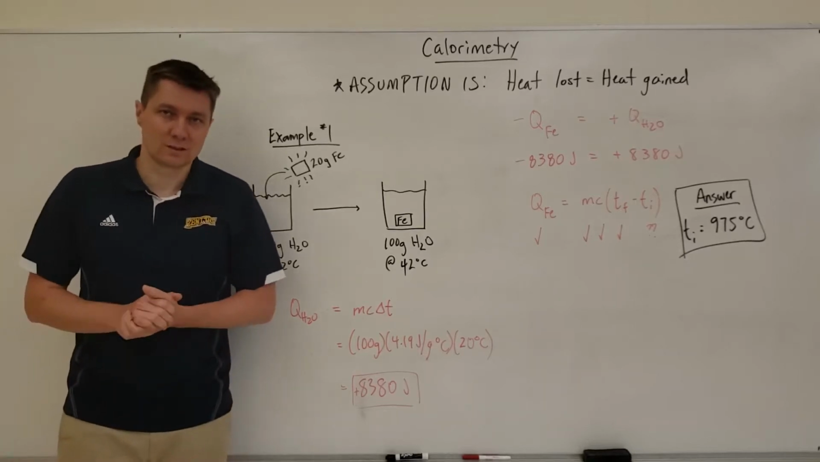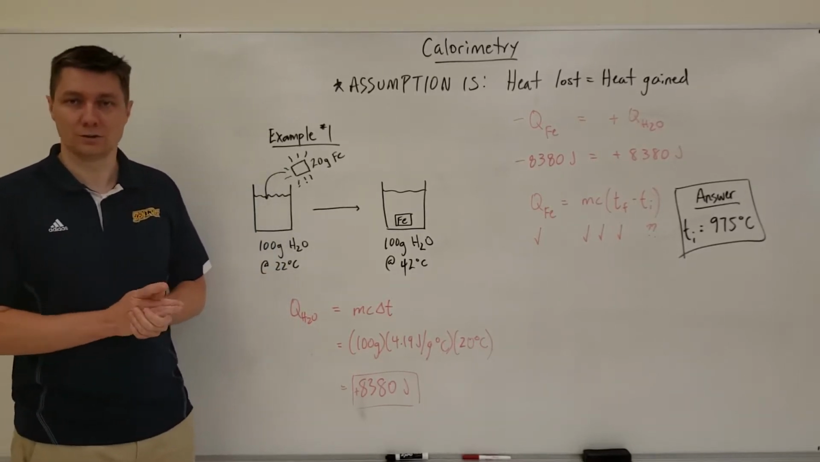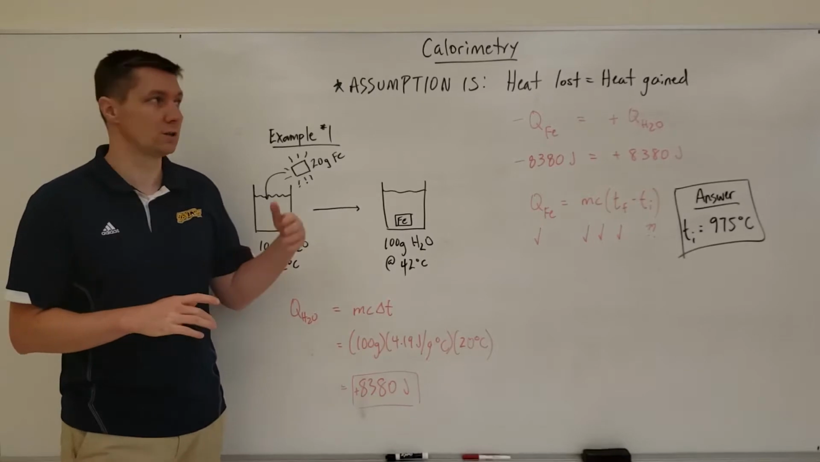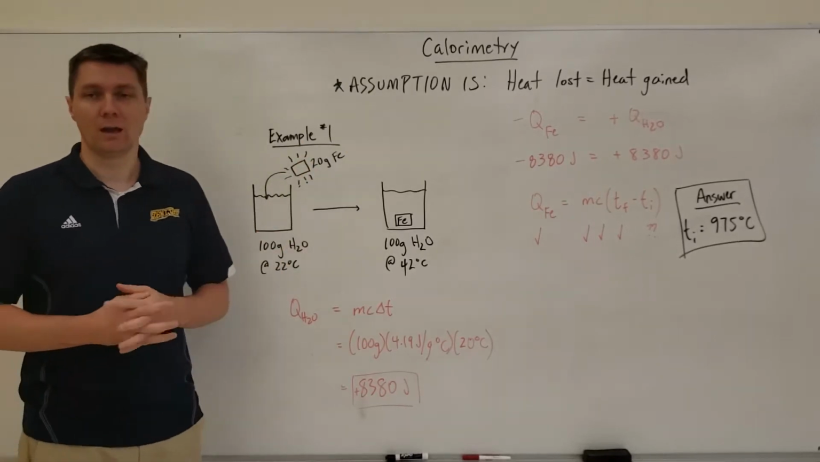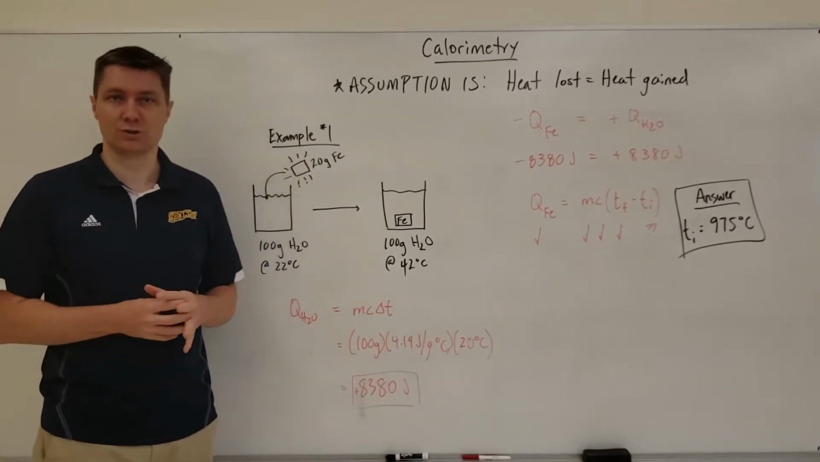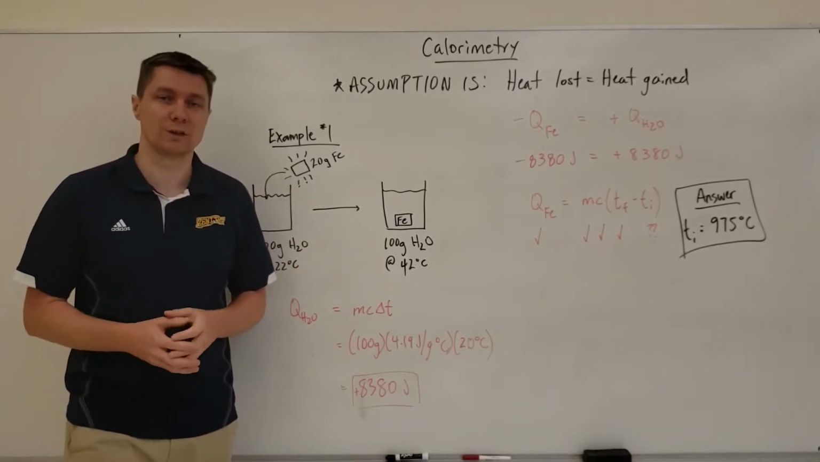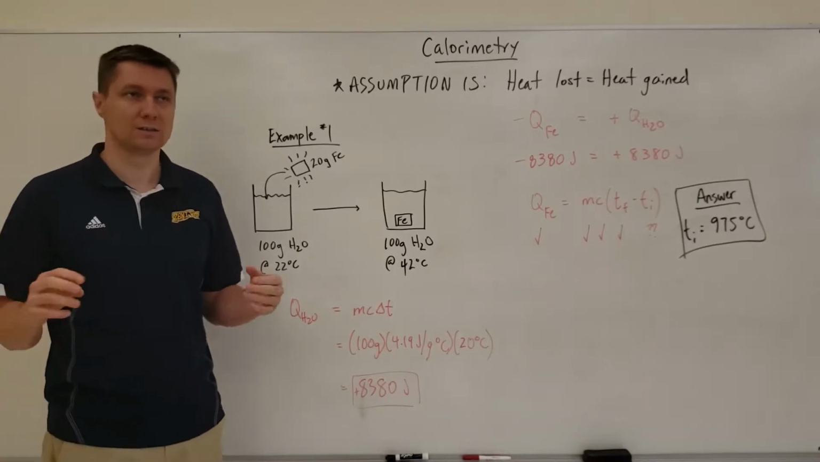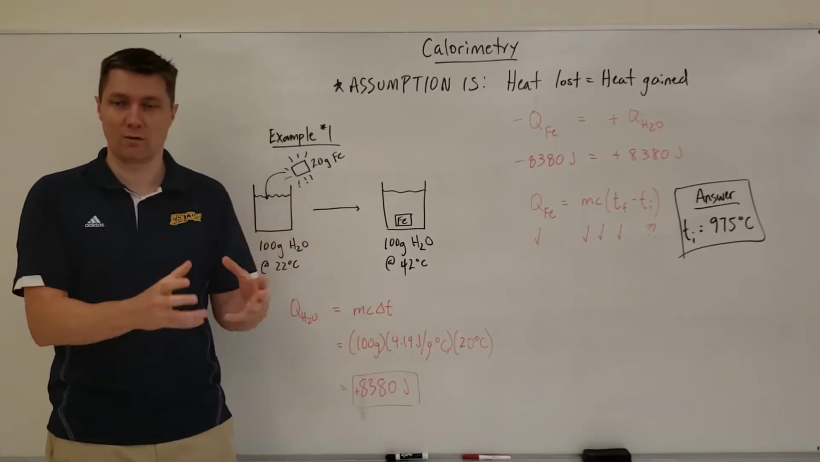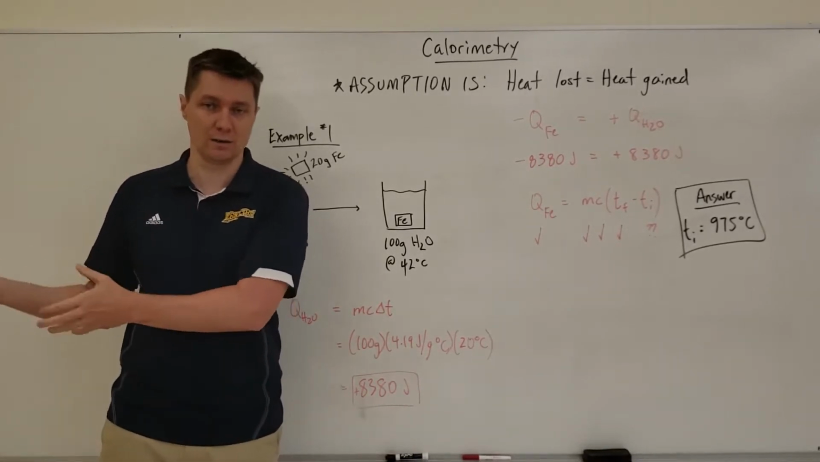So now that we've got some basic knowledge on kinetic and potential energy changes, we're going to look at this concept called calorimetry. And in this example, this is really just kinetic energy of one substance affecting the kinetic energy of another substance. The assumption that we're going to make is that all the energy that is lost from one substance is gained by the other substance.